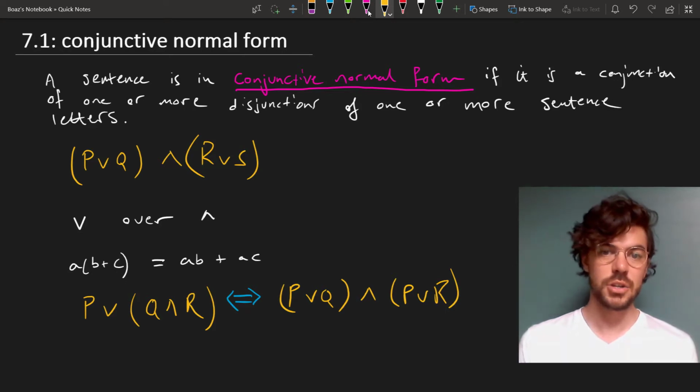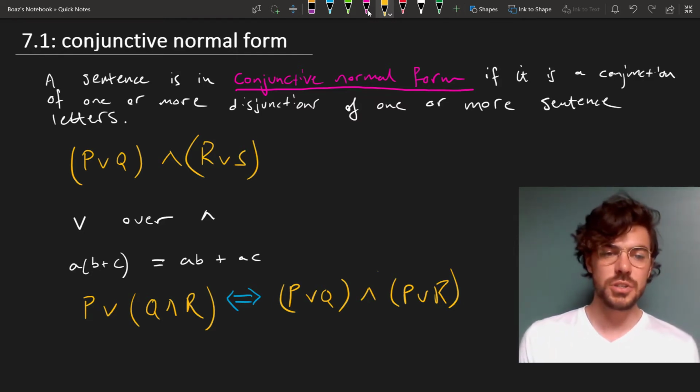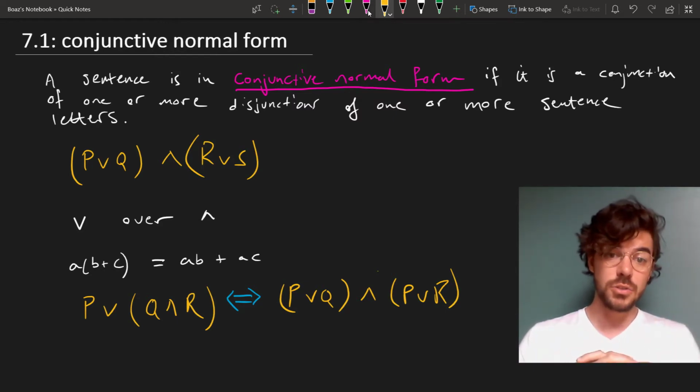itself is in conjunctive normal form, as you can see, because it is a conjunctive string of one or more disjunctions of one or more sentence letters. And the truth conditions for both of these will be the same. If you want to see why, you can pause the video now and construct a truth table.